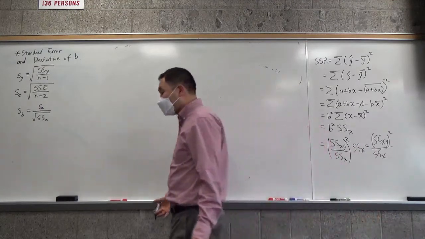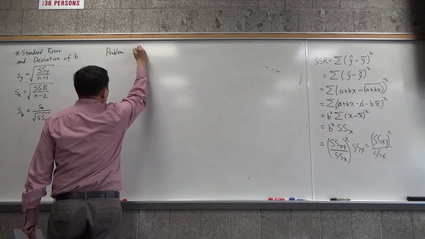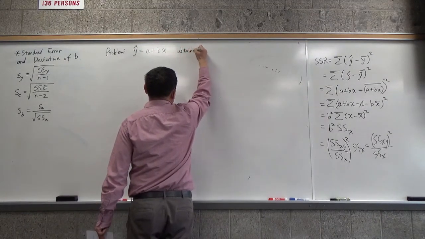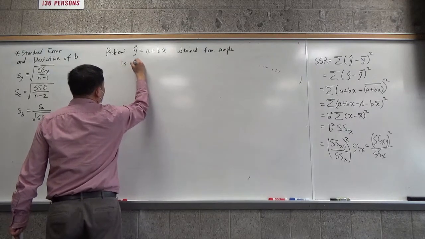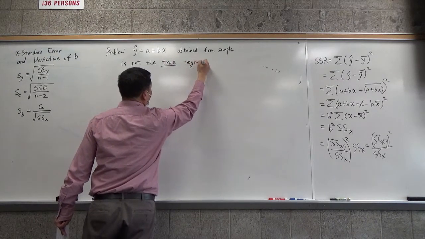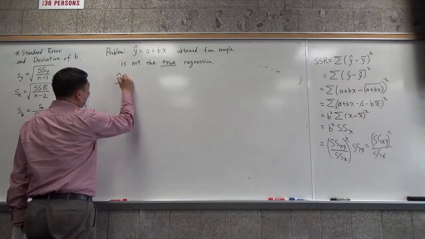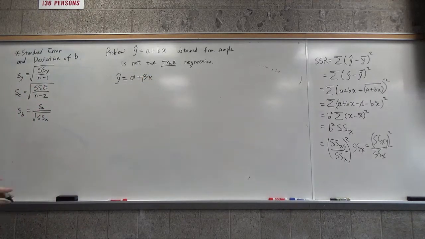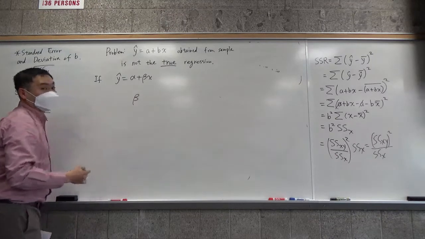So what's happening is that the problem is y hat equals a plus bx obtained from a sample is not the true regression. So you might ask, if I say y hat equals alpha plus beta x, where we use the Greek letters for the population values, then what is the confidence interval for beta? That's the question, right?